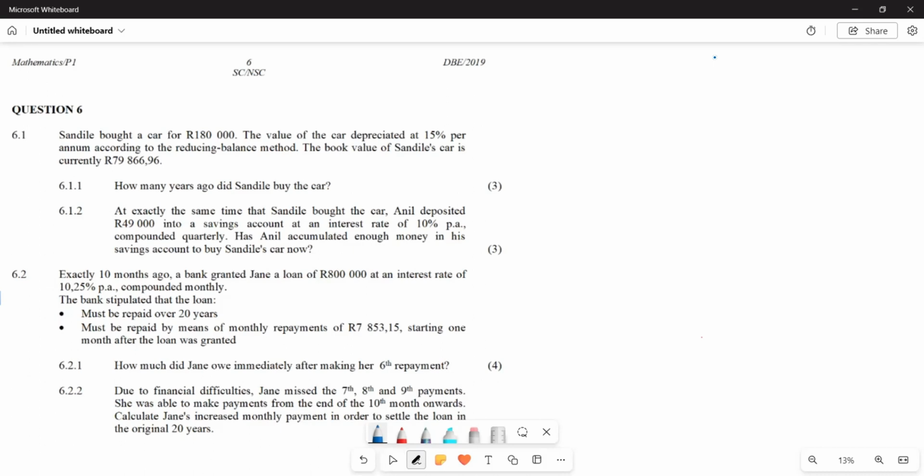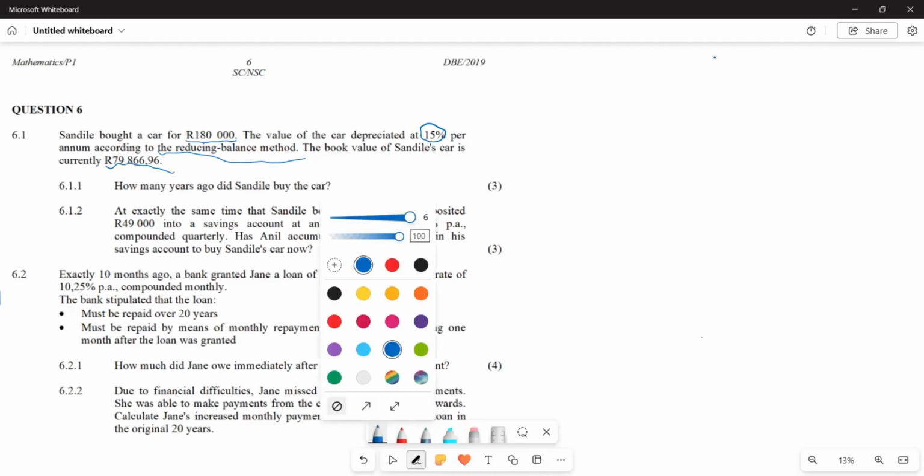Look, now in this question, what we are given, they say Sandile bought a car for 180,000. Now they say the value of the car depreciates 15% per annum according to the reducing balance method, right? Then they say the current book value of this car is going to be 79,000, right? Now let's see what it is that we are going to do here.